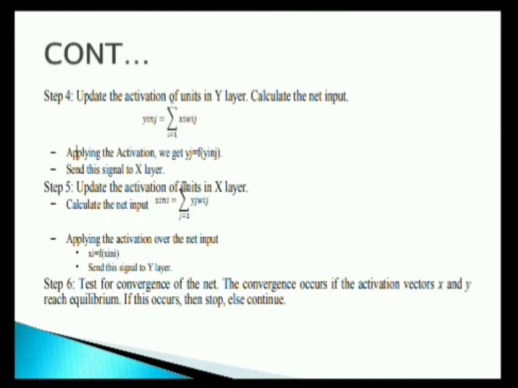Then the sixth step is to test for the convergence of the net. The convergence occurs if the activation vectors x and y reach equilibrium. If this occurs, then stop. Else, continue the previous steps to obtain the output.